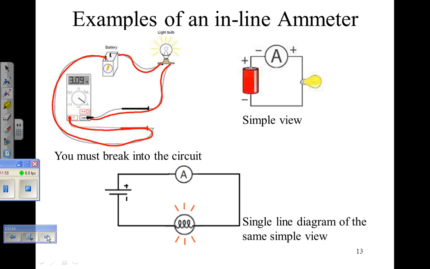How can we identify a series circuit? There is only one path for the current to flow. Write that down. Series circuits only have one path for current to flow.